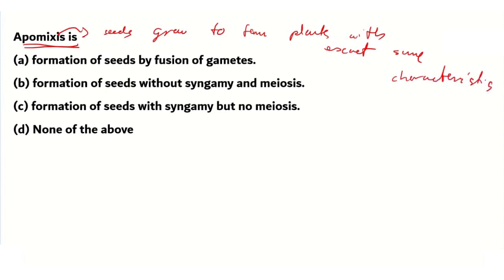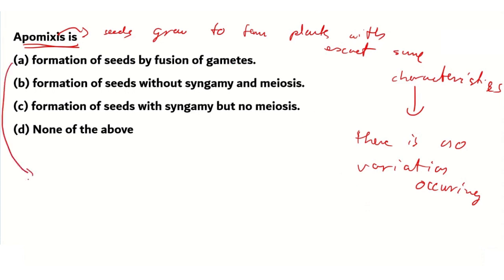And this is due to the fact that there is no variation occurring in apomixis. So we need to find out which of these options are correct. The first option says formation of seeds by fusion of gametes. Well, this is how normal sexual reproduction takes place, and it's not called apomixis. So option A is not the correct option in this case.